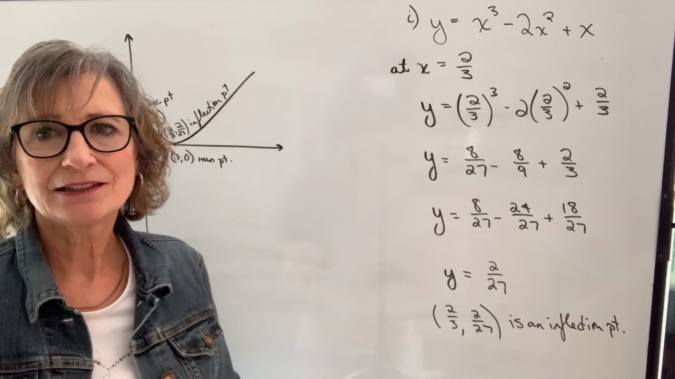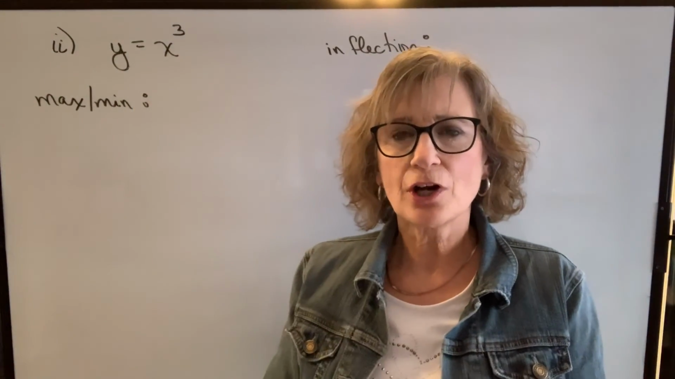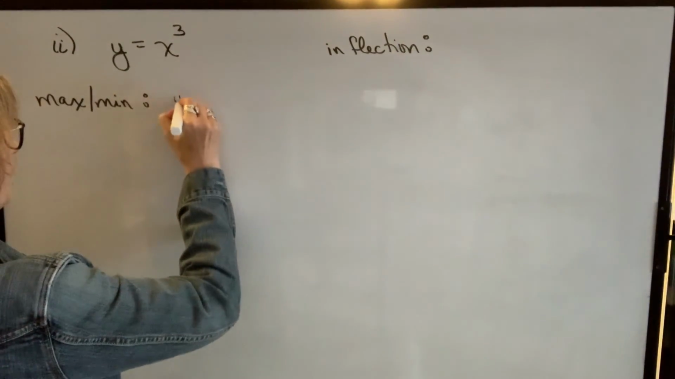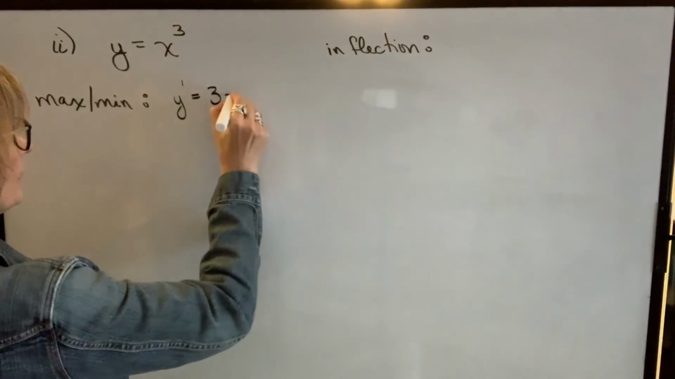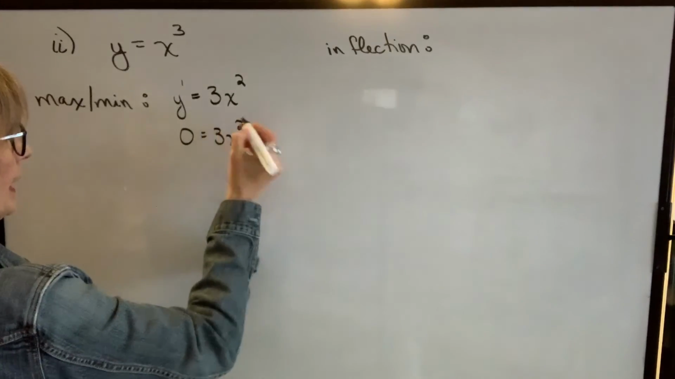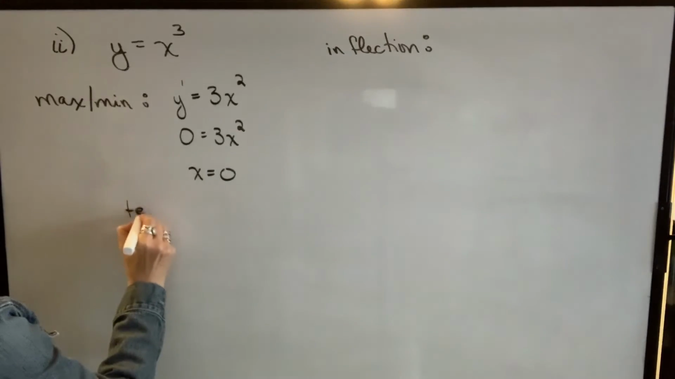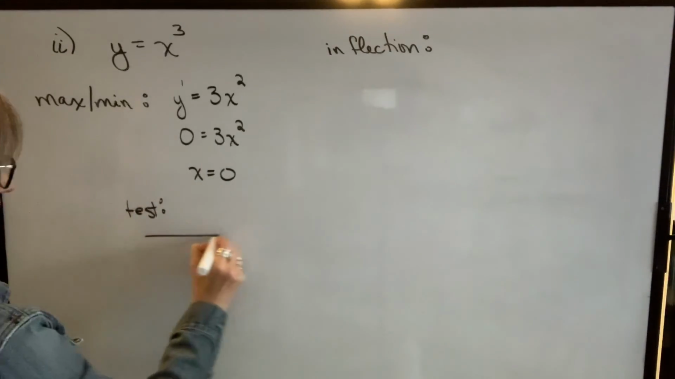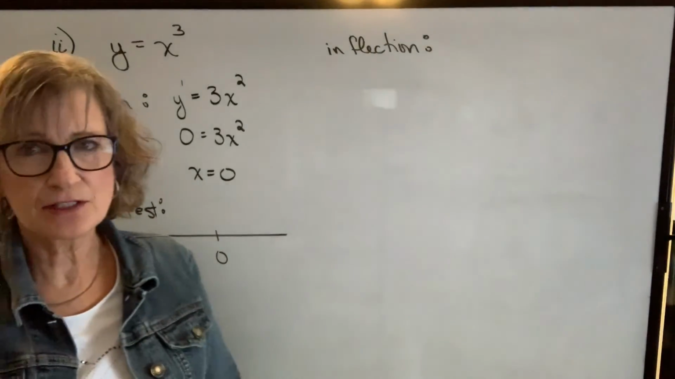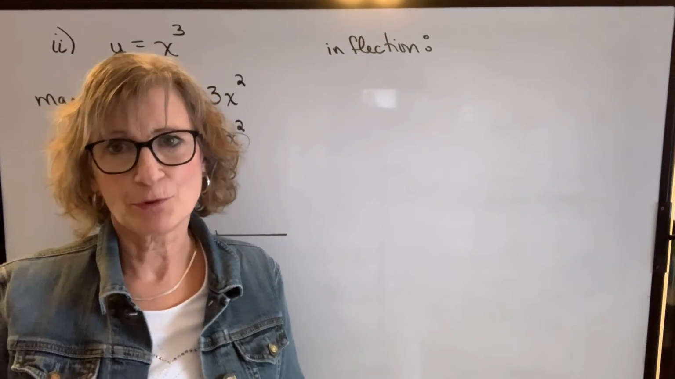Let's take a look at 2 more examples. In my second example, we are going to start off by finding any max min points, and to do so, we find the derivative. We set the derivative equal to 0, and we solve. Then we need to test. Just because the first derivative equals 0 doesn't necessarily mean it's a maximum or a minimum point. A test will tell us what we're dealing with.